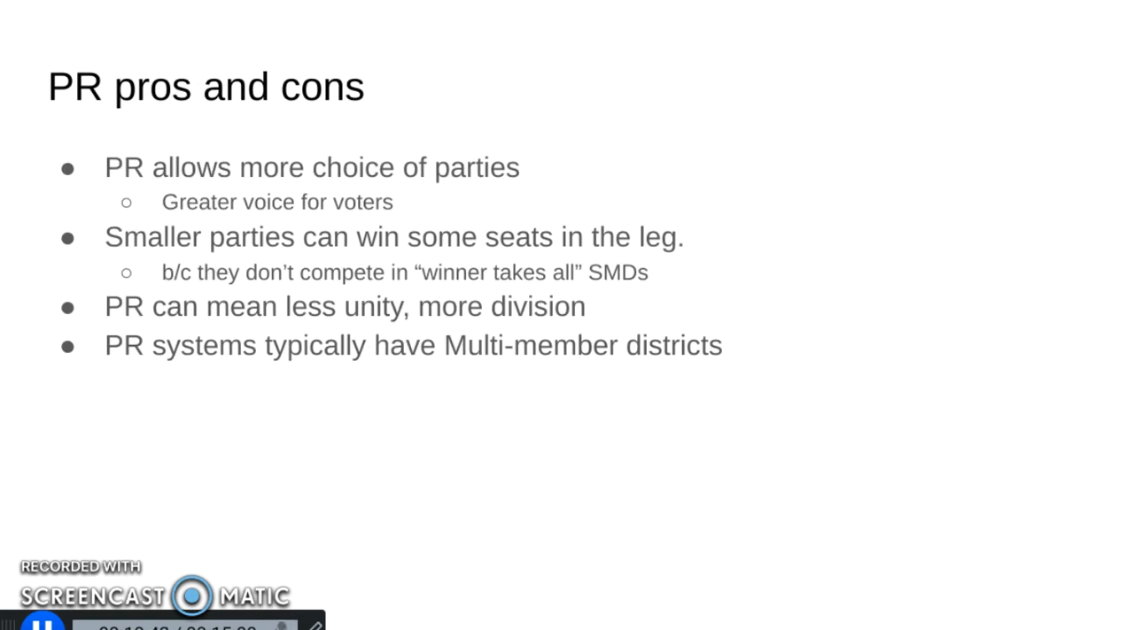The pros and the cons. The proportional representation system can feel like you're getting more choices, and you do have more choices of party. And so you can have a lot more variety in the kind of policies that different parties can propose in a legislature. And so those smaller parties have some shot of winning. But it can also mean less unity, more division. It can be more challenging to pass laws because you still need a majority of lawmakers to vote for a bill. And you've got to be able to figure out how to put together a coalition of lawmakers to support your policies. So these proportional representation systems tend to come out of multi-member districts.